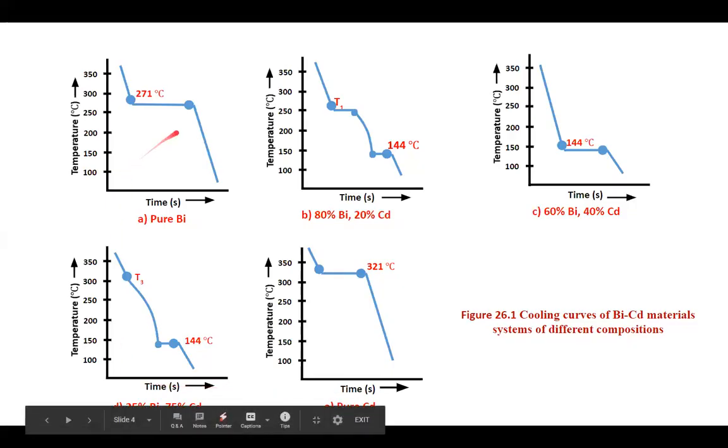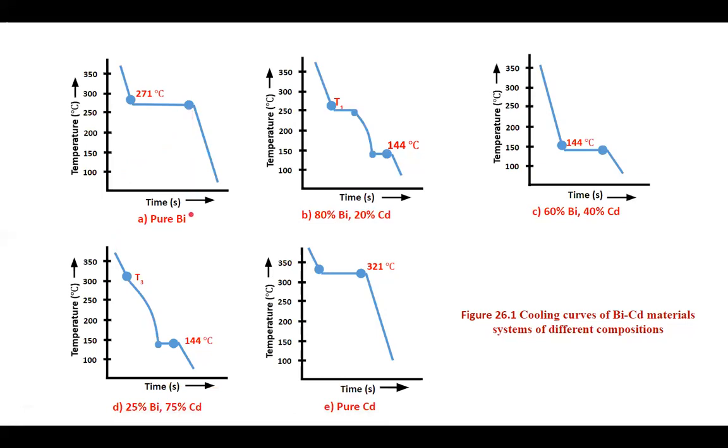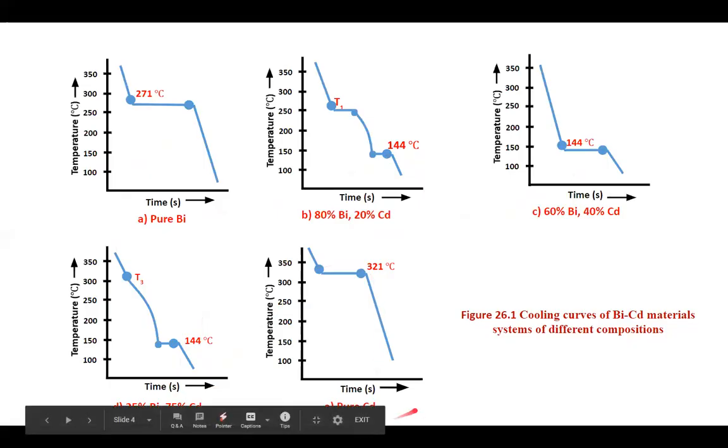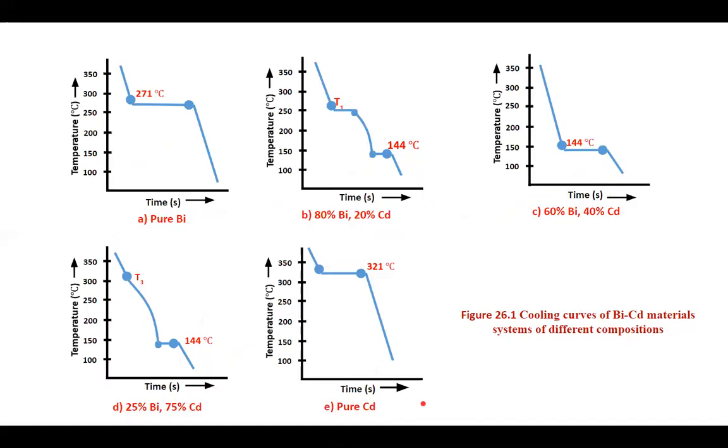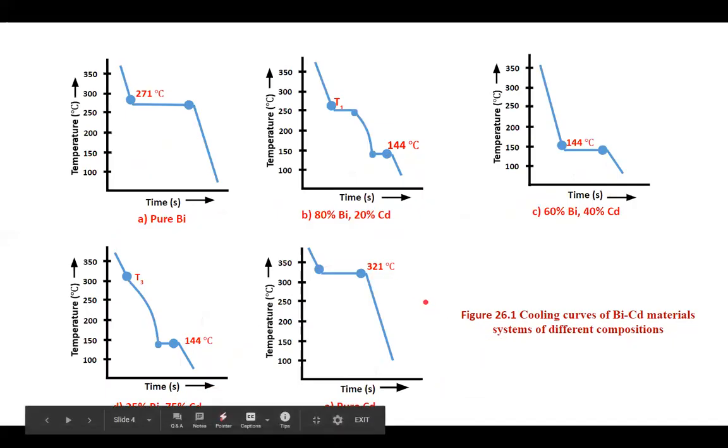Next, all temperatures which were representing the end of solidification would be transferred. So 271 again for 100% bismuth, 144 for 20% bismuth, 144 again for 40%, 144 again for 75, 321 for pure cadmium. So like this, all these temperatures would be transferred, and now these were the temperatures which were representing the end of solidification.